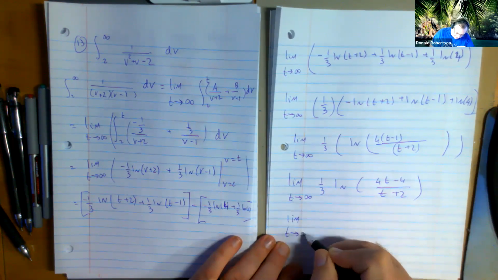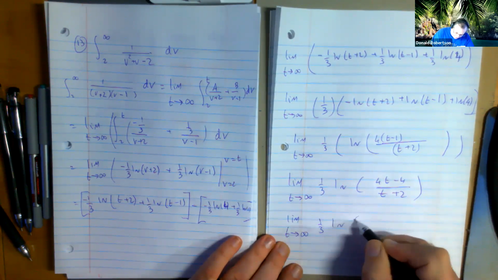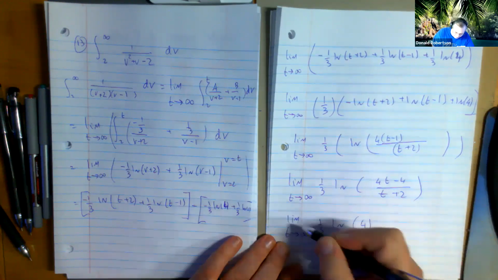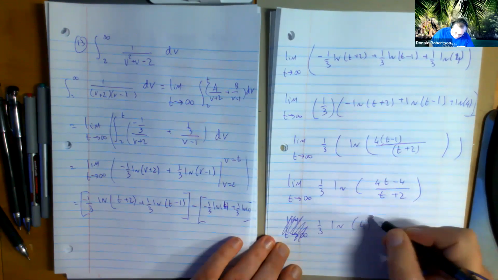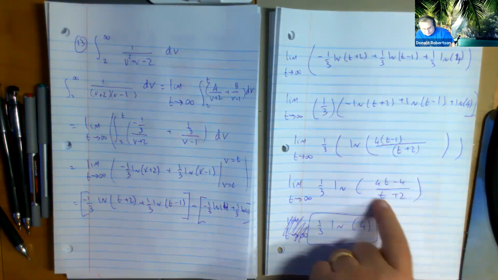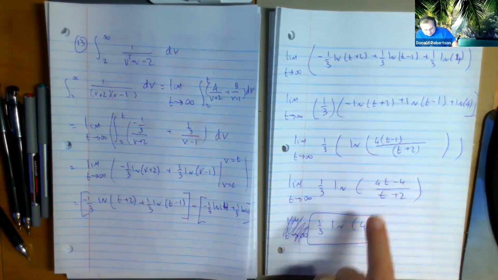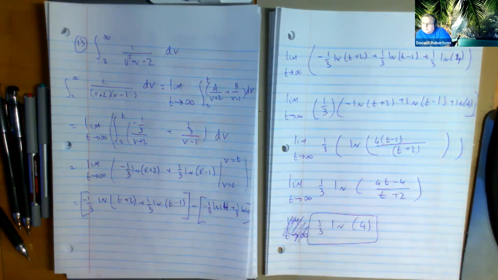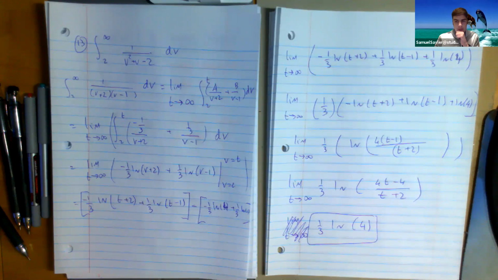So the limit as t tends to infinity, 1/3 the natural log of 4. You don't need that anymore. There's your answer. So I found out what this was equal to as t went to infinity, and it's 4, and then the rest came out. So it converges. Anything about that you want me to talk more about? Could you explain that last step a little more?